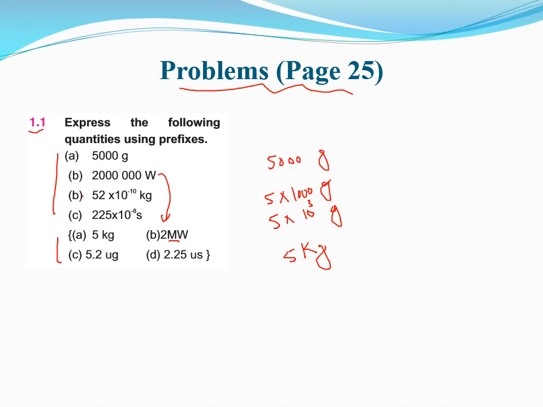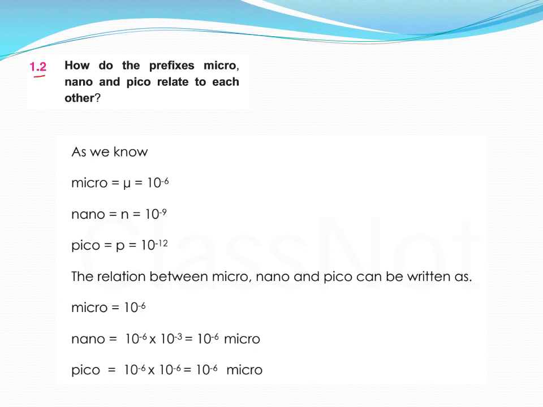This value is expressed in this fashion. Here micro is 10 to the power -6, and finally this value is expressed by this D option. Here again micro is 10 to the power -6. You can transfer this B and C in this fashion, so you can understand how to convert any ordinary value into a prefix notation. Problem 1.2.